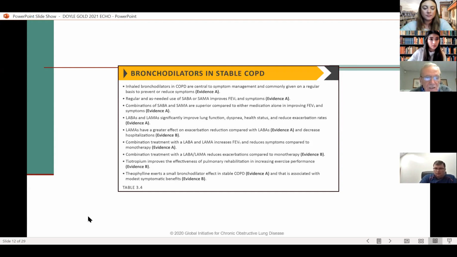But then it says LAMAs have a greater effect and they decrease hospitalization as well as exacerbations. One of my takeaways this year and last year is that I think we should be using LAMA and LABA combinations more than we do. Seems like every primary care provider is throwing people onto Symbicort or a LABA-ICS inhaler, but I see relatively very little use of the LAMA-LABA combinations. Maybe that's because they're so expensive. I'm not sure. Next slide.